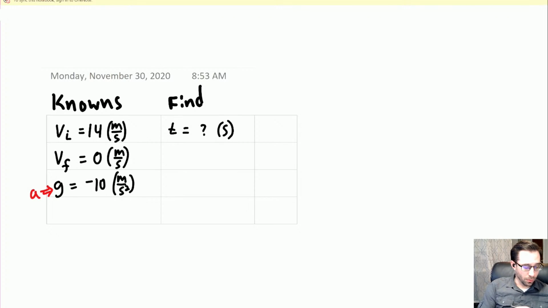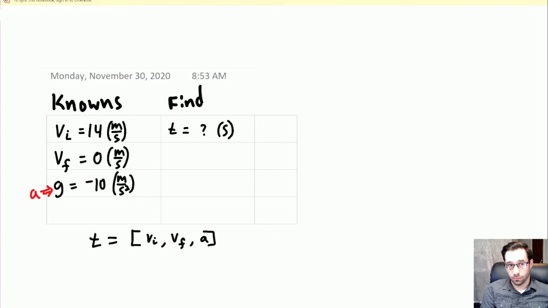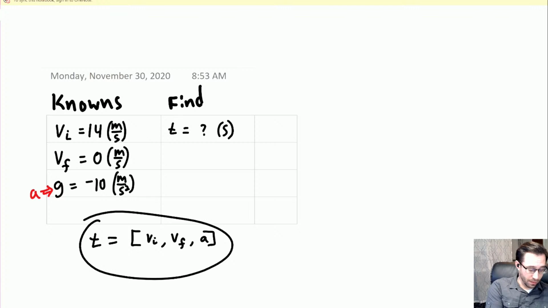Okay, so what we're going to try to do is figure out an equation that starts with the find variable, time. So we want something that goes t equals, and on the right side of the equation, I only want the variables v sub i, v sub f, and, because of the acceleration due to gravity, I want a, because in our equations we don't have little g, we have a. Cool? So I want an equation that meets this criteria.